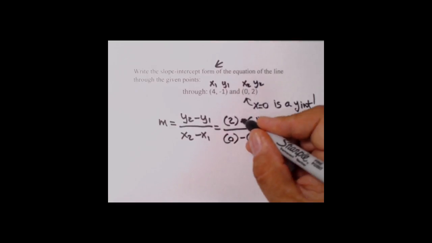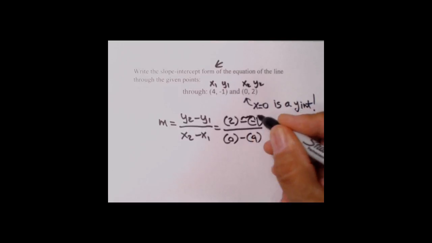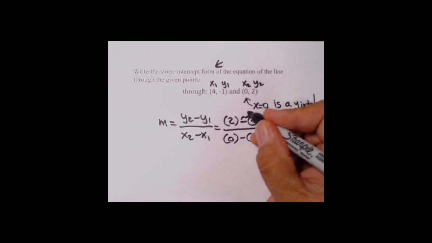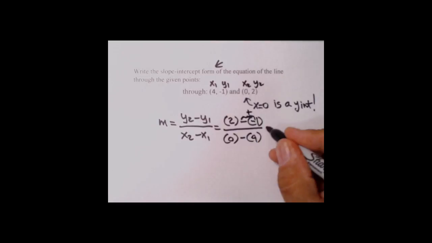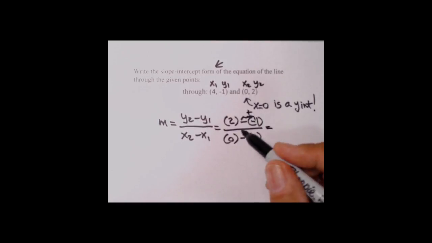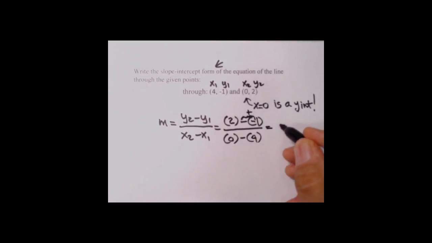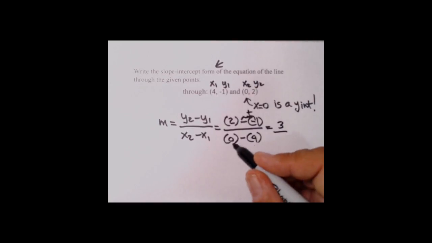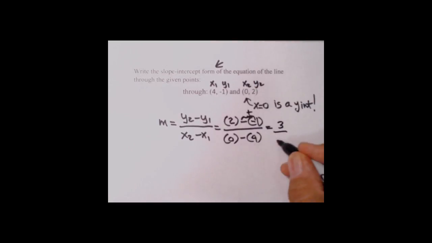Okay, now we of course have to combine the two minus signs in front of this 1. That makes it plus. So upstairs I'm going to have 2 plus 1. That's 3. Downstairs 0 minus 4. Well, that's just -4. Okay, what's the slope then? Well, I can put the minus out in front here. Can't reduce 3/4. So there is the slope.